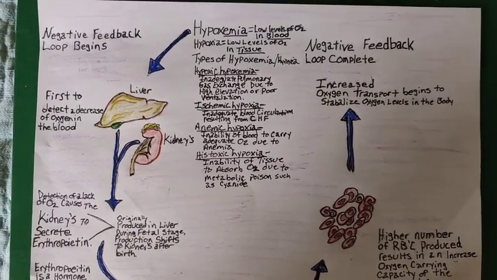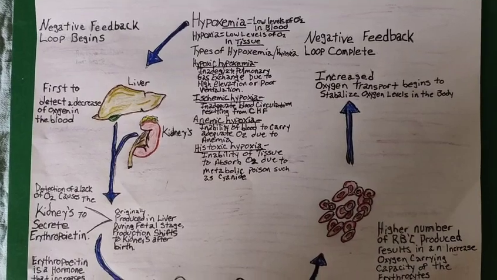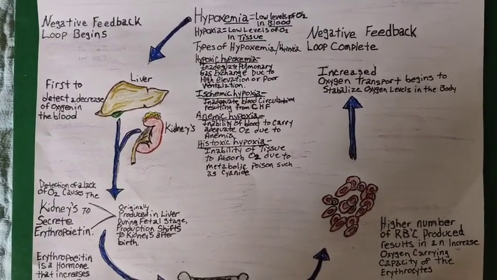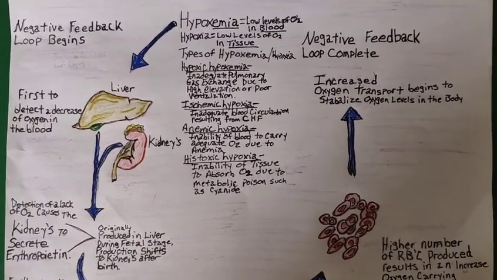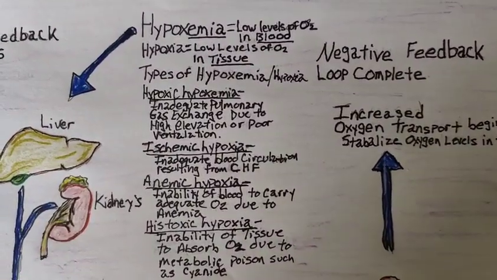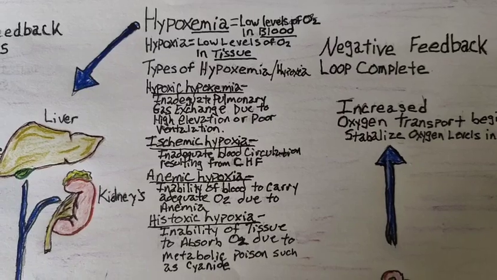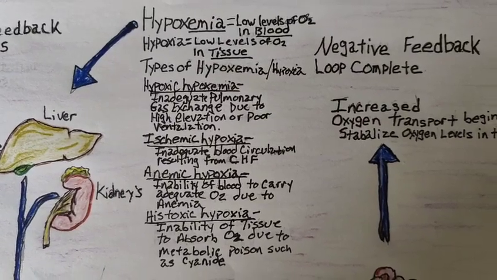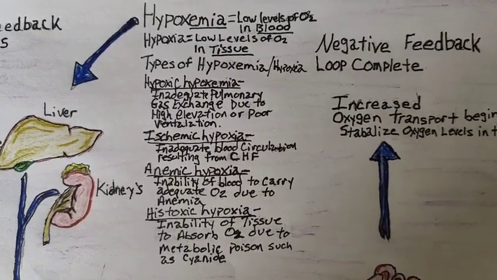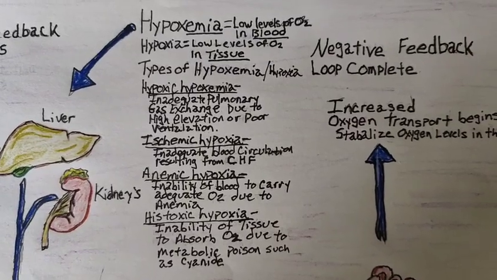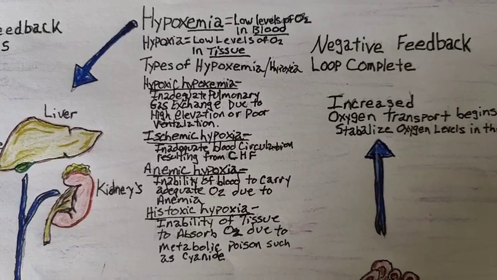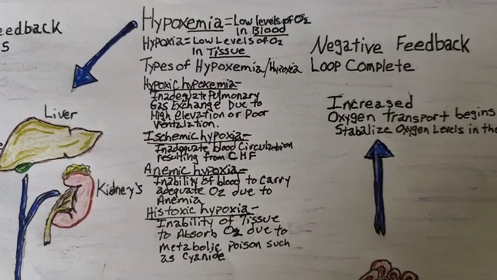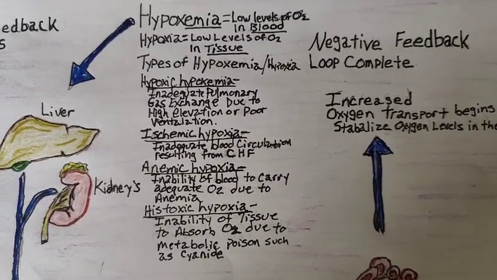Today we're going to be looking at hypoxemia and hypoxia and the steps in negative feedback that reverse hypoxemia. First of all, hypoxemia is when there are low levels of oxygen in the blood, and hypoxia is low levels of oxygen in the tissue. Generally, hypoxemia causes hypoxia, but not all the time. You can be hypoxic without being hypoxemic, and vice versa.